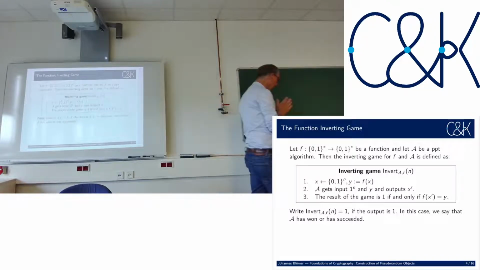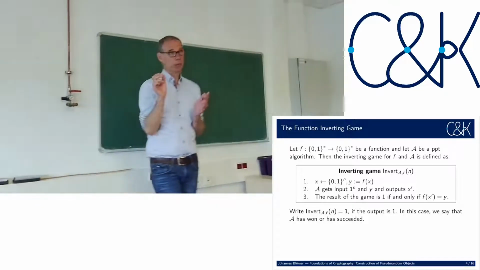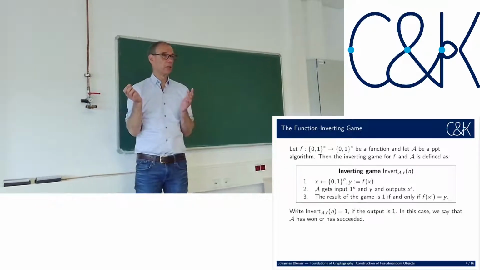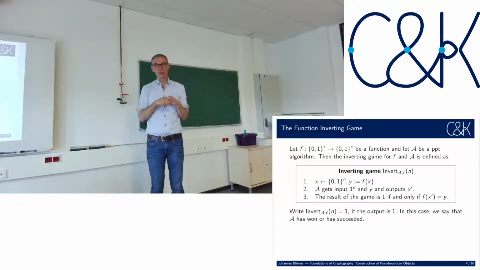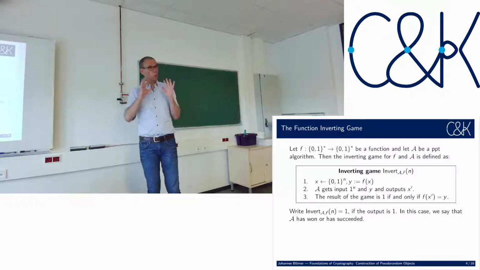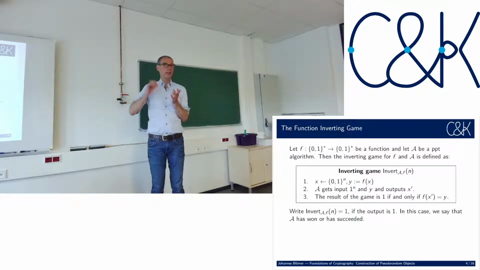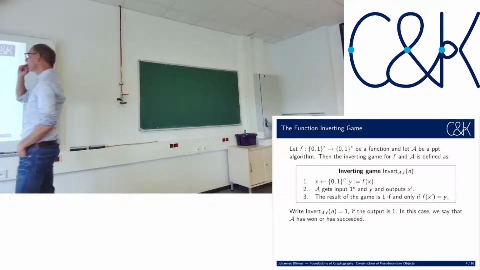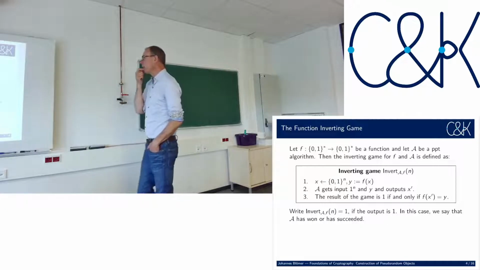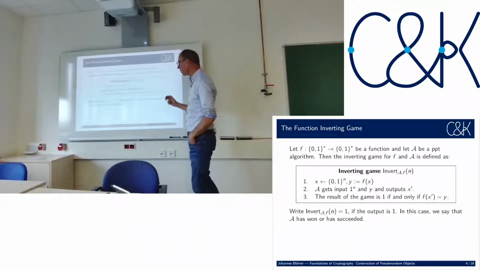The inverting game now is, I give you a function value for which I know and guarantee that it does have a pre-image. You have to find some pre-image. You don't necessarily have to find the one that I used to construct the image, but you have to find one pre-image. There may be many, but the way the game is defined, you are always guaranteed that there is a pre-image. So in addition to this function f, we have also a PPT A, the adversary, and the inverting game for f and A is then defined as follows.